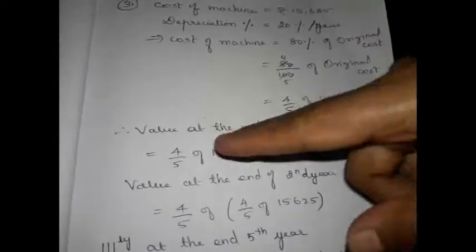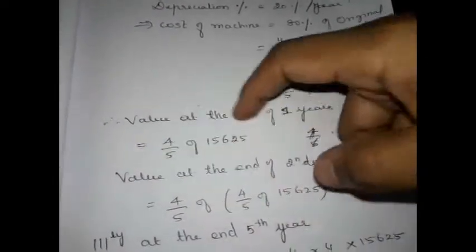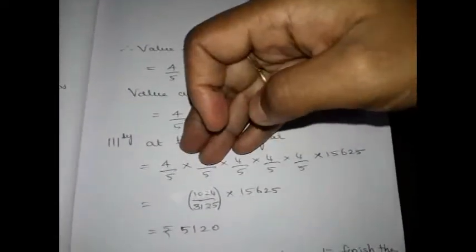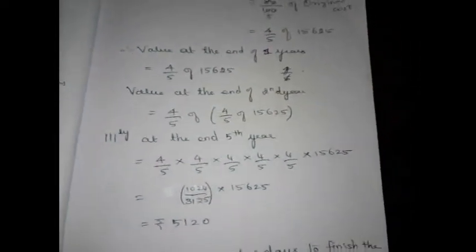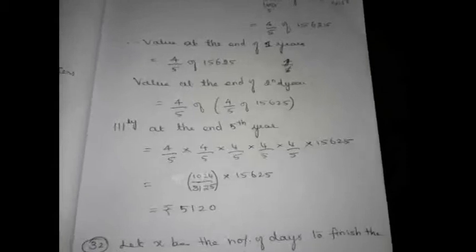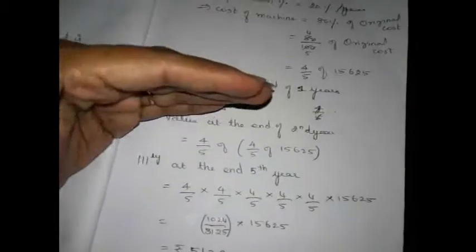For the second year, 4 by 5 of this amount. Third year, 4 by 5 of this amount. Likewise, at the end of the fifth year, 4 by 5 multiplied five times by 15,625. So this is a simple calculation. You have to multiply and get your answer. Hope you understood. Every year it is 4 by 5 of the previous year's value. So 4 by 5 we will apply for 5 years.